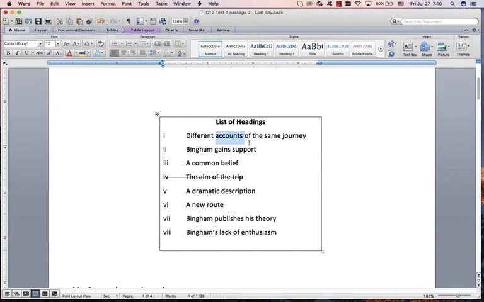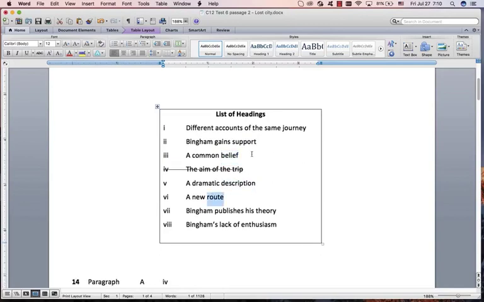Different accounts of the same journey. This is an important word for IELTS. An account means a story, a version that somebody told. Bingham gained support. I don't remember. I want to see something about that track or the advantage. A belief, no. A description, no. And there it is there.